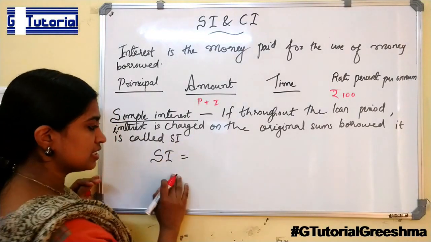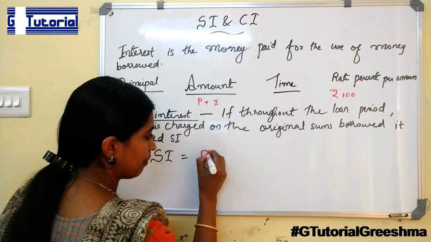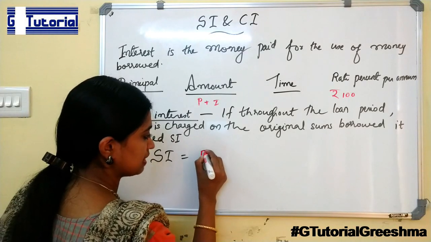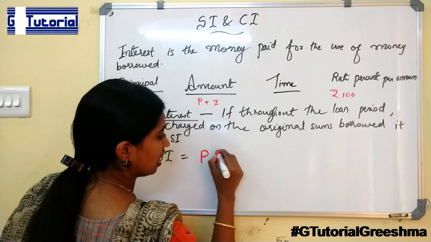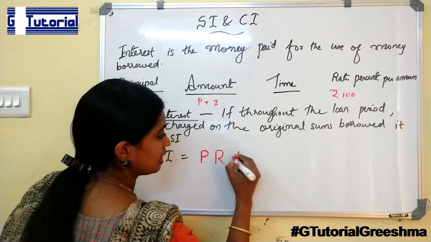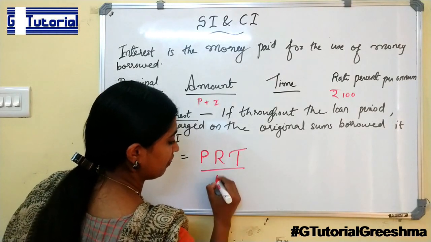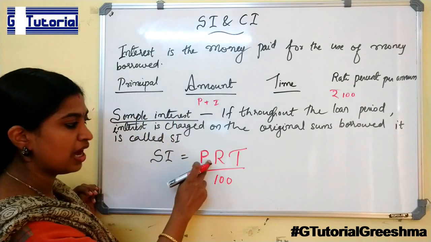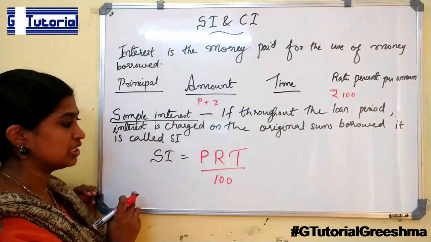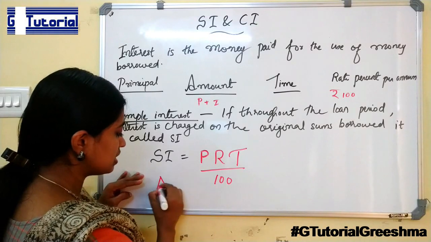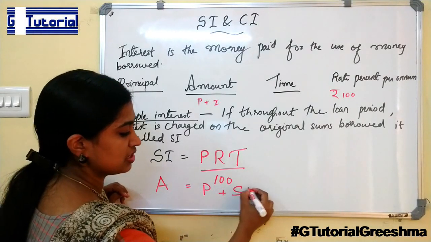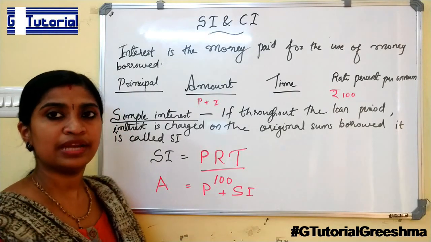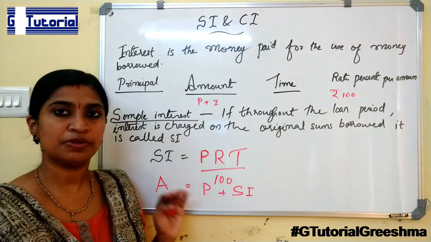So, if P amount of money is borrowed, P is the principal, and it is borrowed for a time T at a rate R%, then simple interest is given by PRT divided by 100. Now, P is principal, R is the rate, and T is the time for which it is borrowed. And the amount is given by principal plus this simple interest. Now we can do some problems from the concept of simple interest.